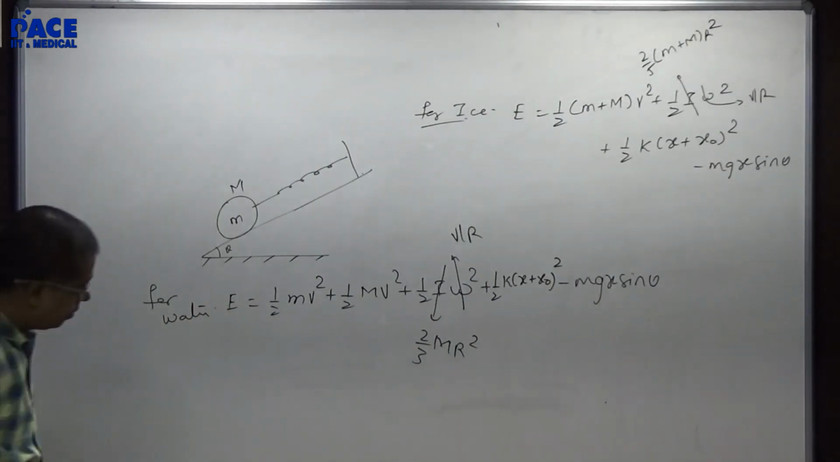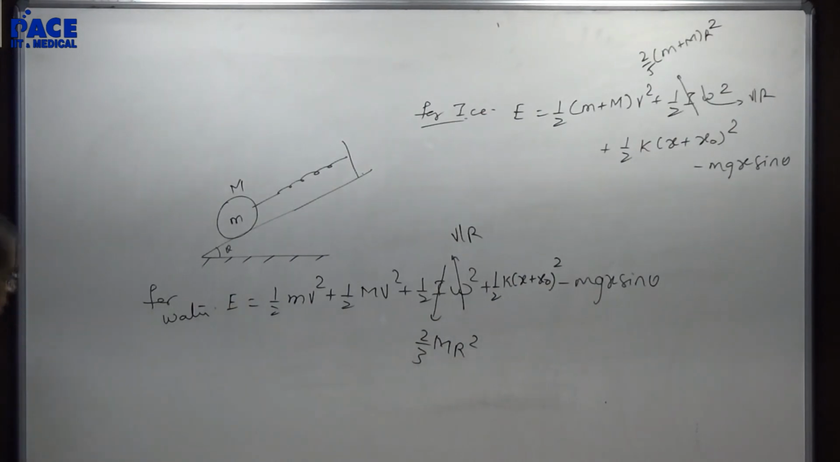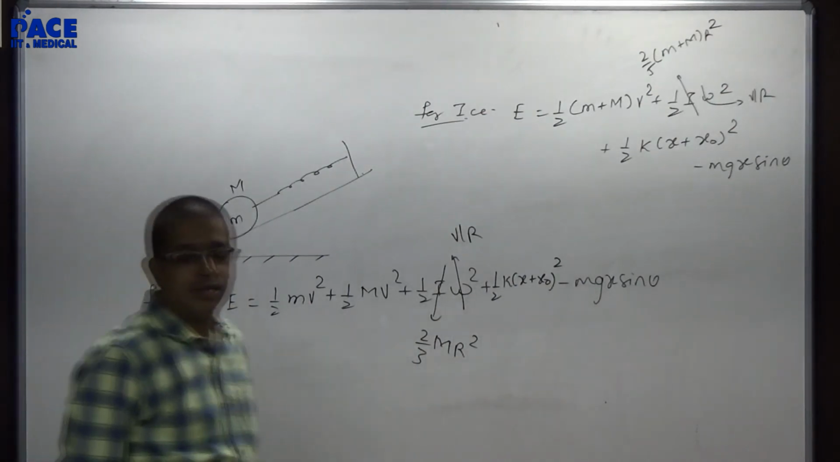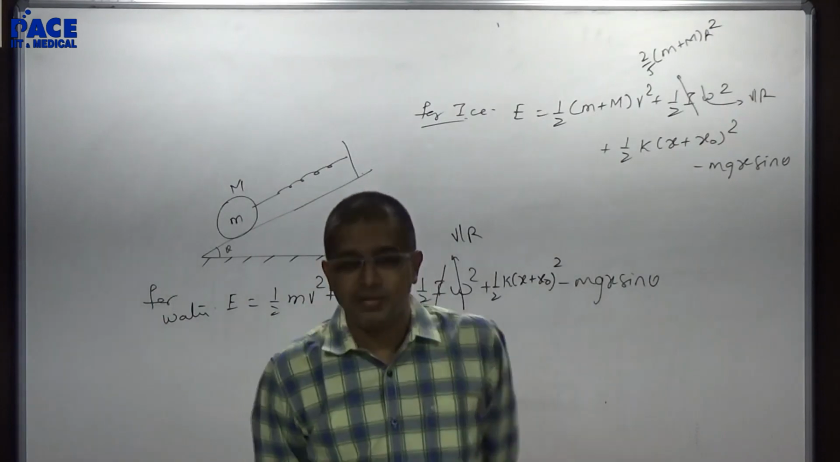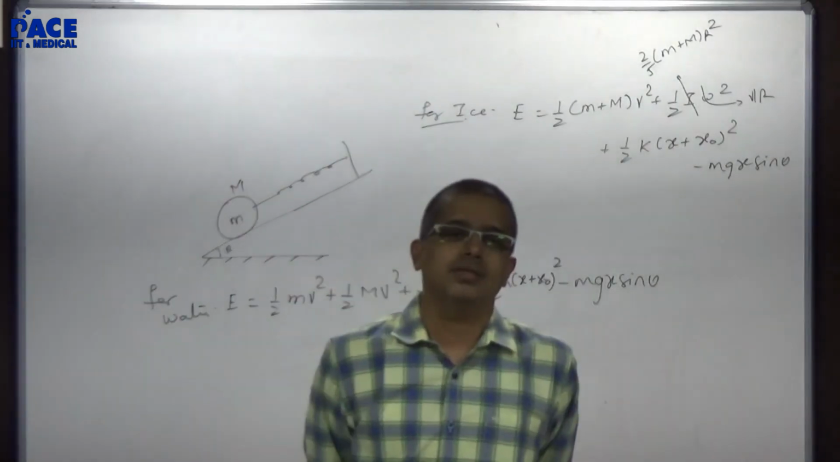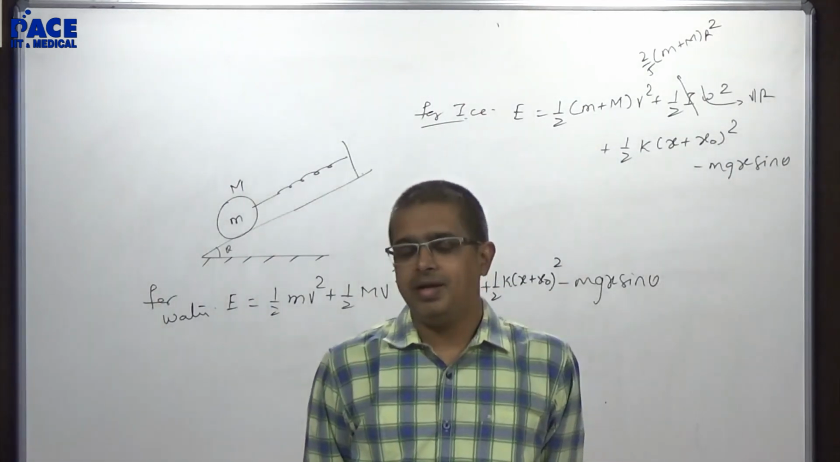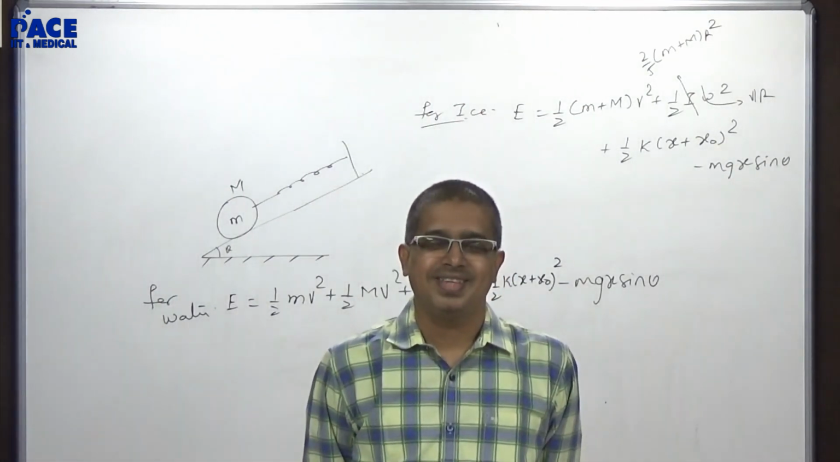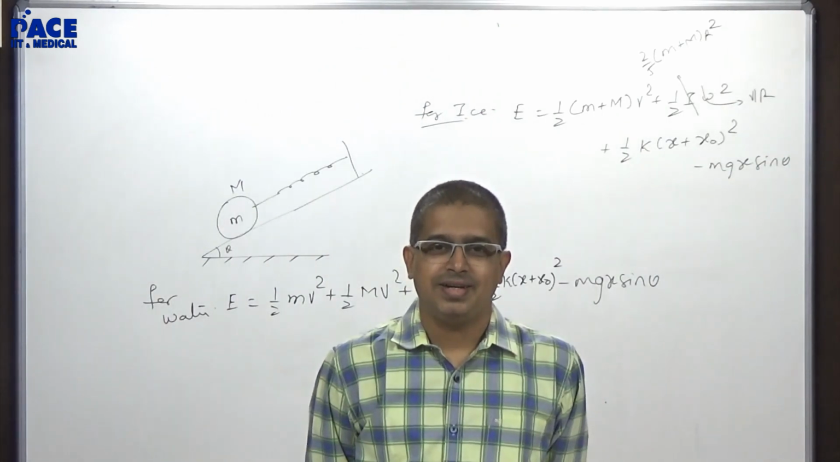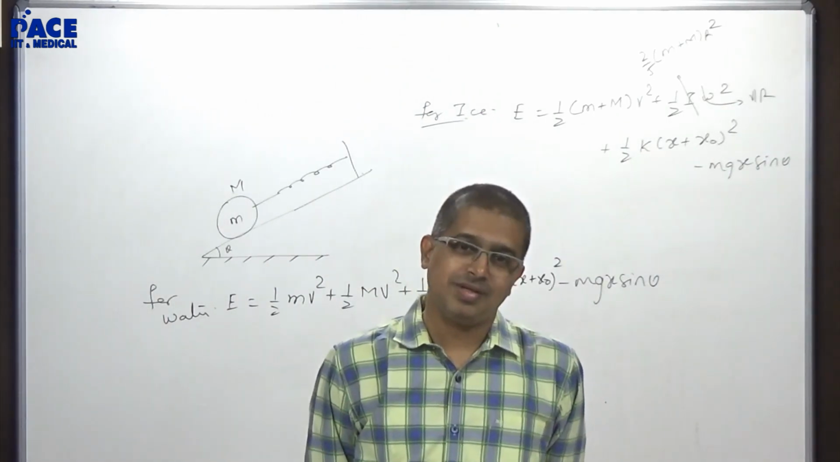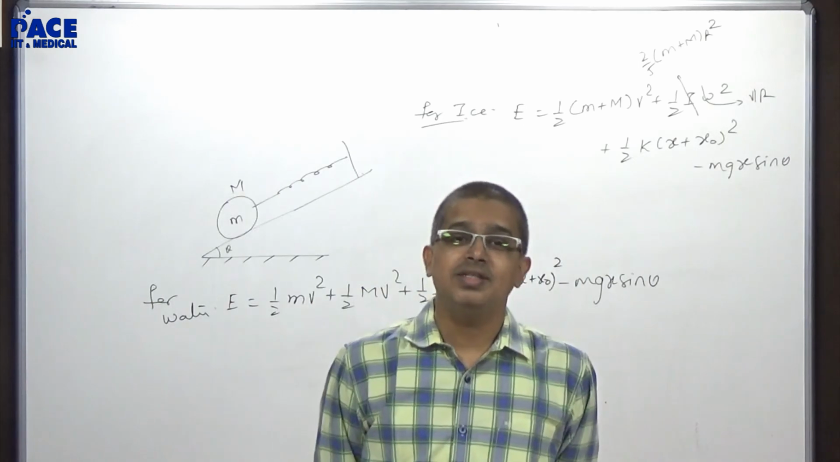Sir, in the first case, why will I not be 2 by 5 (m plus M) r square? What is the name of the chapter in which moment of inertia was defined? Rotation dynamics. Arey nahi, another name. Rigid body dynamics. Rigid body dynamics. Water, is it rigid?